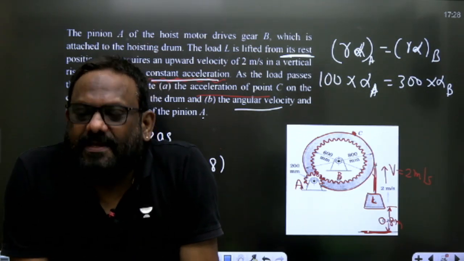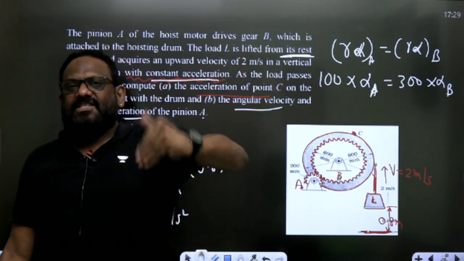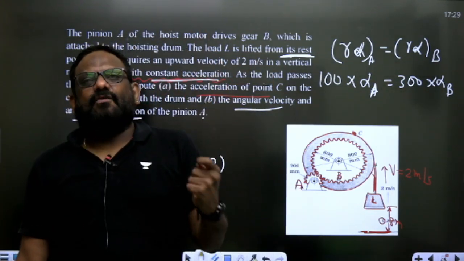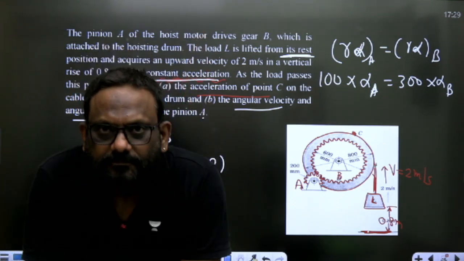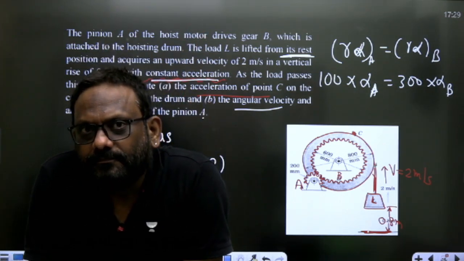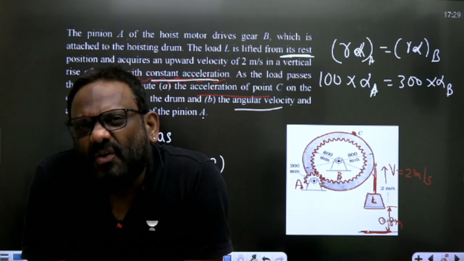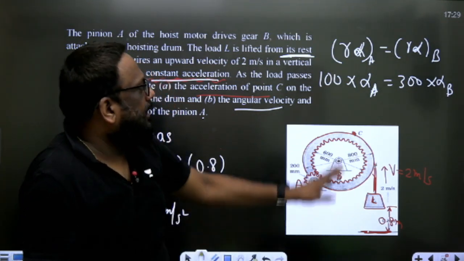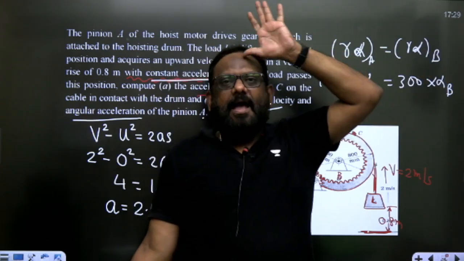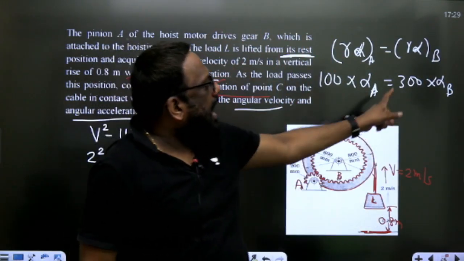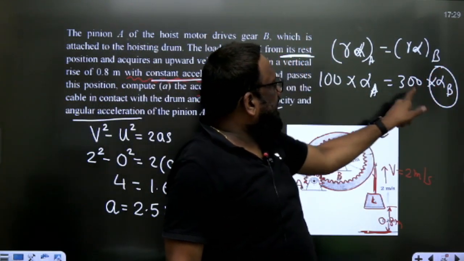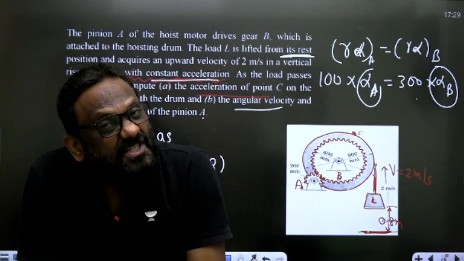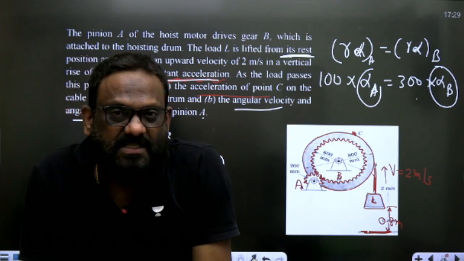V is equal to U plus AT. This is your assignment. In the next question, I'll discuss this. How is V equal to U plus AT? Omega is equal to omega naught plus alpha T. Or use that equation, and I want the angle. I have given you the hint, and you should calculate the value. Calculate alpha B. Once that is known, you can calculate alpha A. This is your assignment, so I'll discuss in the next class.